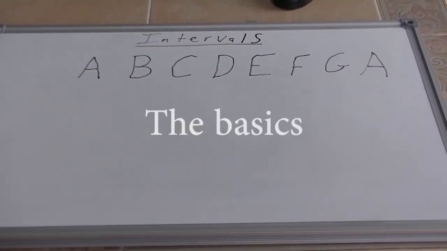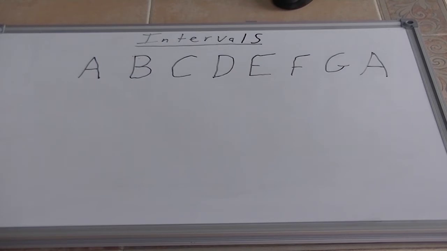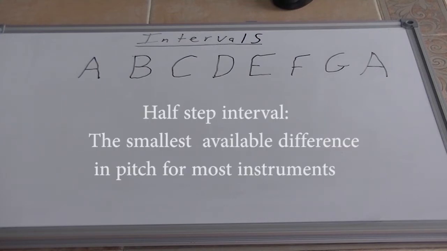If we're going to talk about intervals, I think we want to boil them down to their basic fundamental level. In the Western system of music, the smallest interval is what's known as a half step.